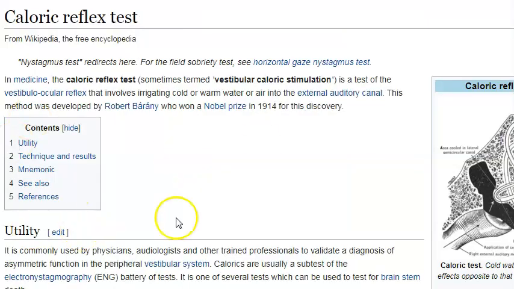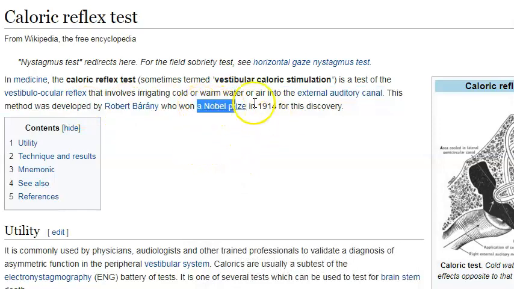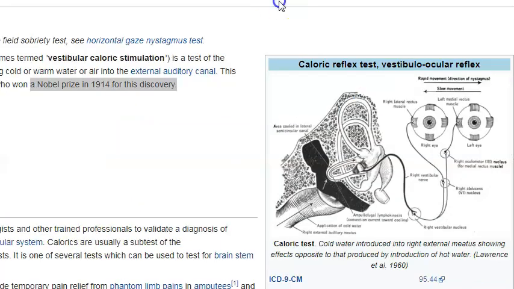So who discovered this interesting phenomenon of cold water in the ear and eye movement? It was developed by Robert Barany. He won the Nobel Prize in 1914 for this discovery. I think it's worth it. What do you think? Basically here the thing is the vestibulo-ocular reflex. That is something from the vestibule, let us say the ear, to the eye. Ear to the eye.